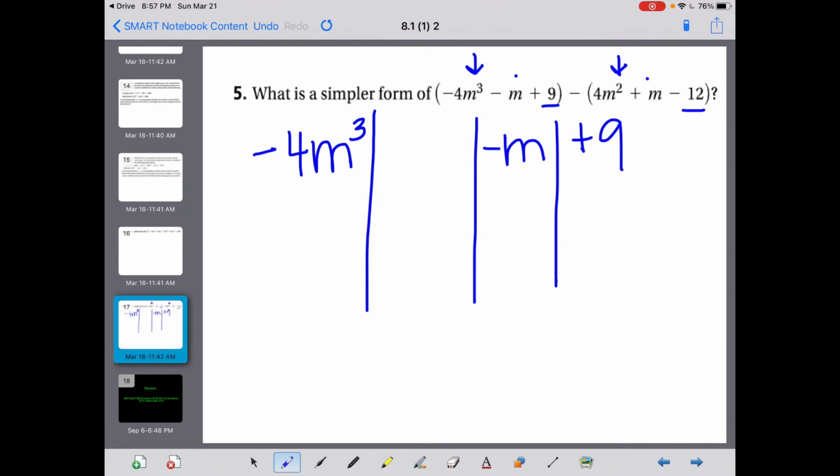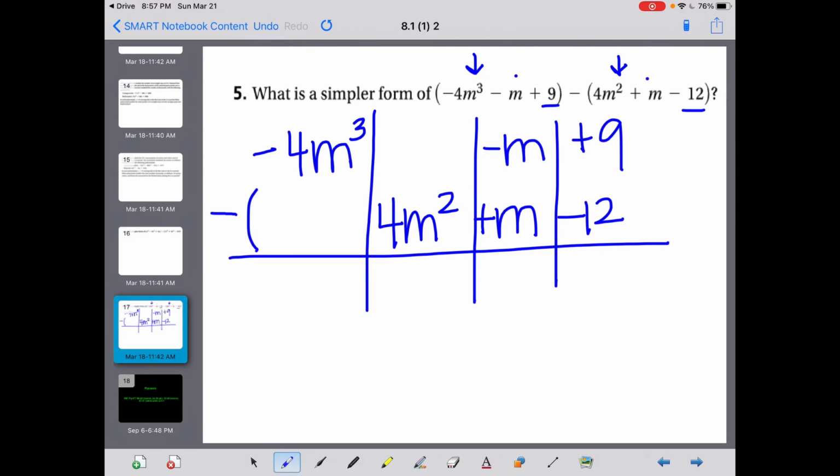Okay, second problem, we know we're subtracting it, so we're going to put a subtraction and then put this in parentheses. I don't have anything to the third in my second function, so I'm leaving that, but I have 4m to the second power. I have plus m, and I have minus 12.